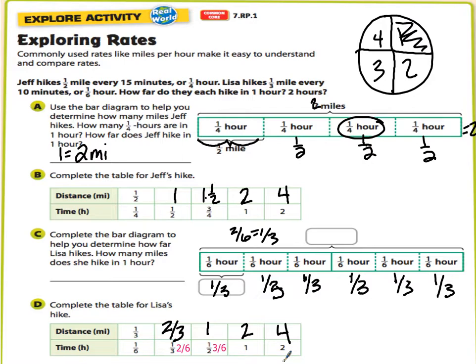Okay, so hopefully this picture helps you figure it out a little bit, helps show you that in 1/6 of an hour, she goes 1/3 of a mile. So then to make it a unit rate, to make it 1 full hour, I had to take 6 of these to make that full hour. So then I add 6 of these thirds to figure out my unit rate.